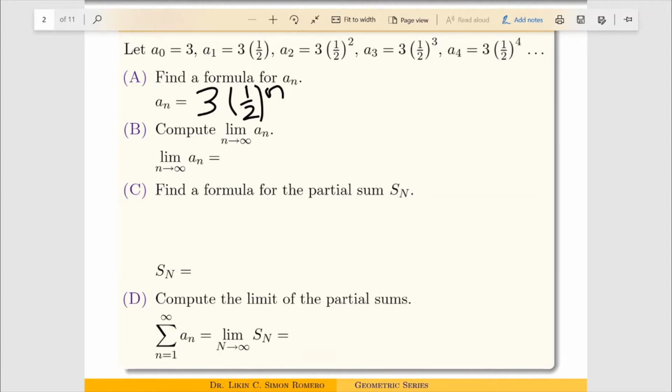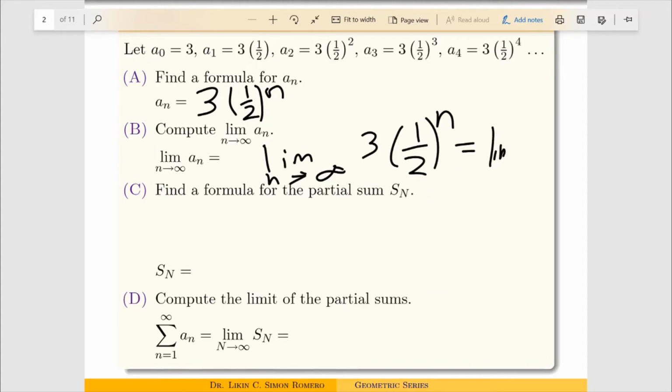So for part B, it asks us to find the limit as n goes to infinity of a of n. In this case, this is just the limit as n goes to infinity of 3 times 1 over 2 to the n. If you notice, this is the limit as n goes to infinity of 3 over 2 to the n, which, as we see here, the 2 to the n goes to infinity, so this actually just equals 0.